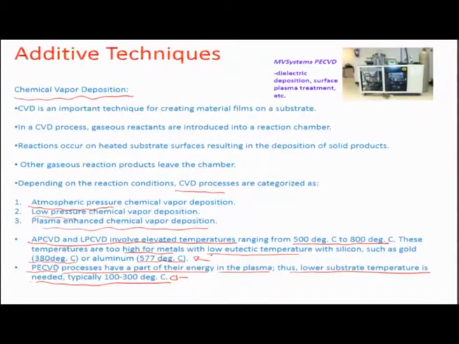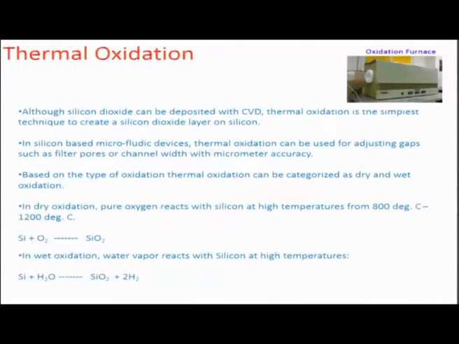In this particular case, in APCVD or LPCVD, because there is no such momentum transfer, it is the temperature which tries to build up a kinetic energy on the surface so that there can be a diffuse layer which acts as an adhesion promoter for the metal that is deposited on top of the silicon. Okay, so this is one additive manufacturing technique responsible for doing surface micromachining.